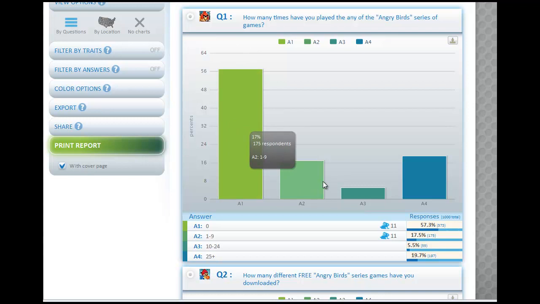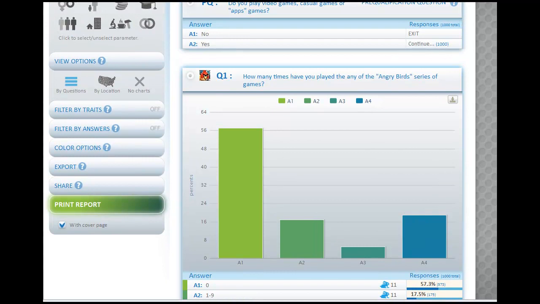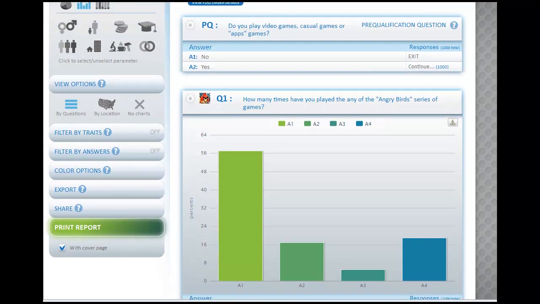Now, I may have a hypothesis that says that the answers to this question may vary a lot by age. I may have a hypothesis that says, I bet that the people who said 0, that they've never played any of the Angry Birds series of games, are more likely to be people from certain age groups than others, or certain genders than others. But let's take a look at the age group distribution, because that's the one I've got the most burning hypothesis about.